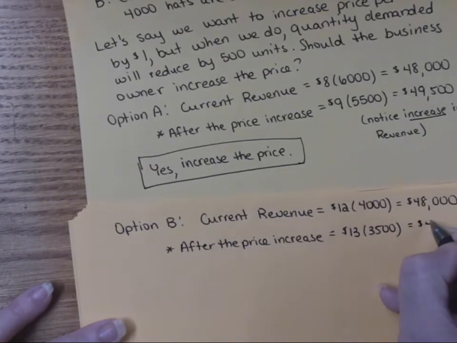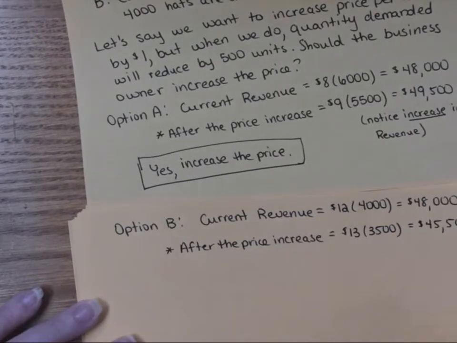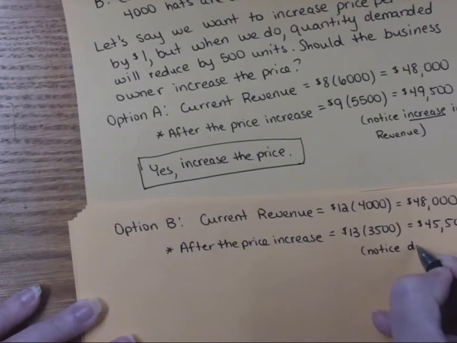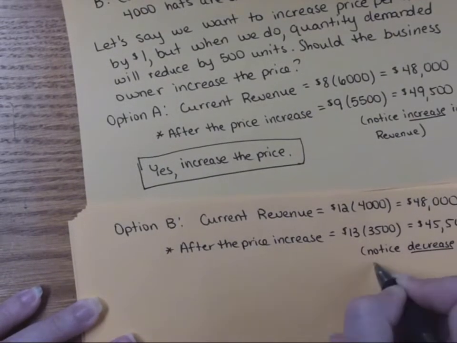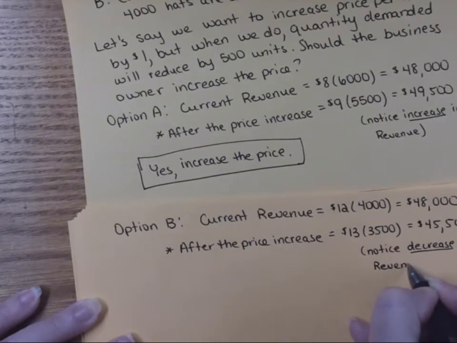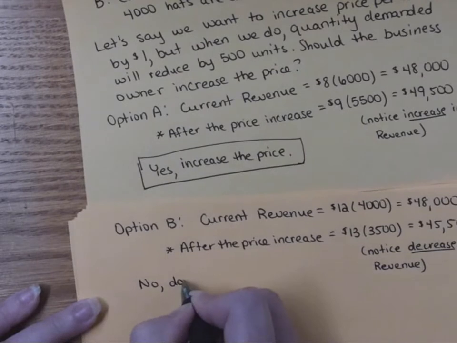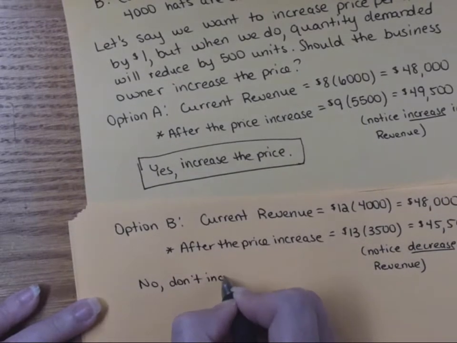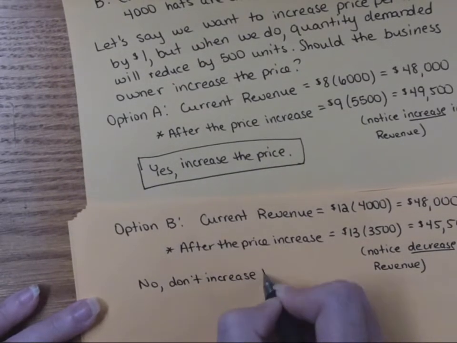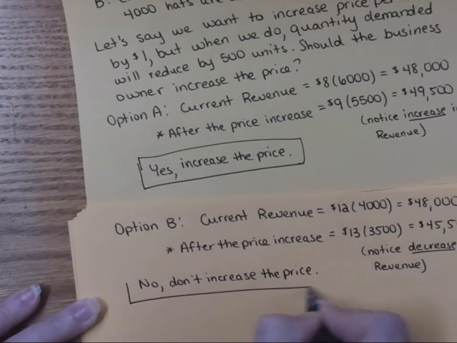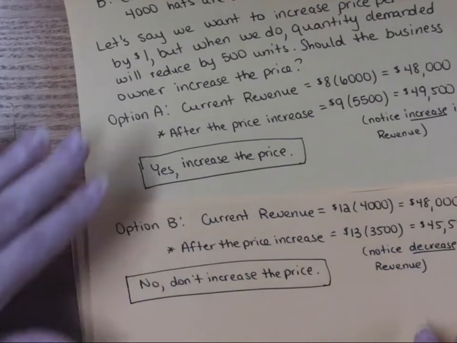And so notice this only makes a revenue of $45,500. Okay, so notice that this causes a decrease in revenue. So if you're the business owner, or if you're the sales department trying to make this decision, you would probably advise, no, don't increase the price at this level. Okay, so this basic example is really what we're talking about today.